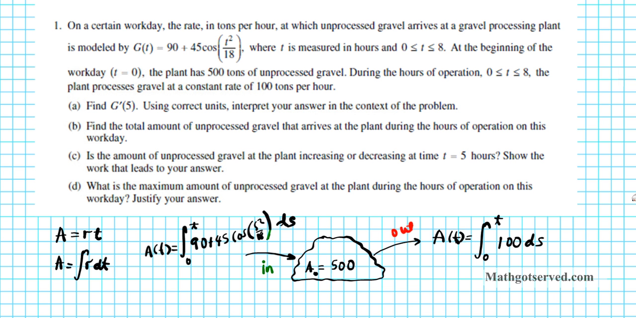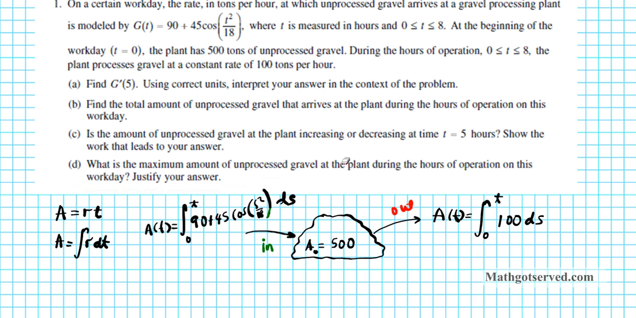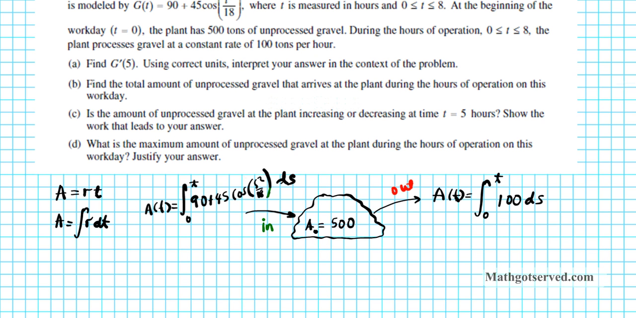All right, so let's see. For part A, it says find g prime of 5. We have to evaluate the derivative of this rate function at t equals 5. So g prime of 5, let's use a different color here. This is a numerical derivative problem. I'm going to show you how we can do this using the TI-89 and also the TI-83 or 84.